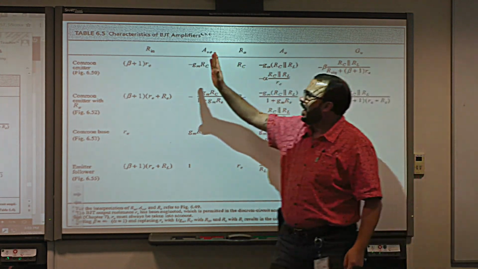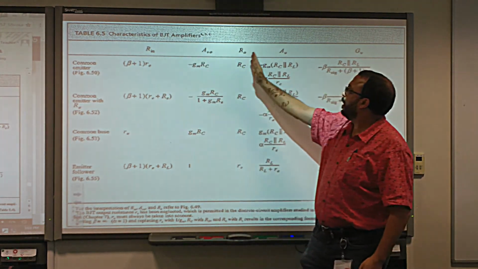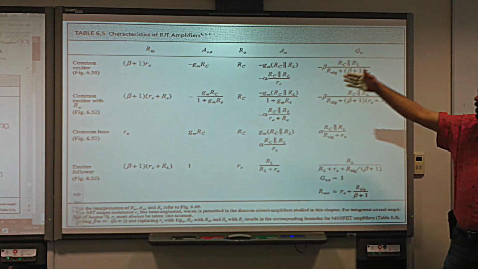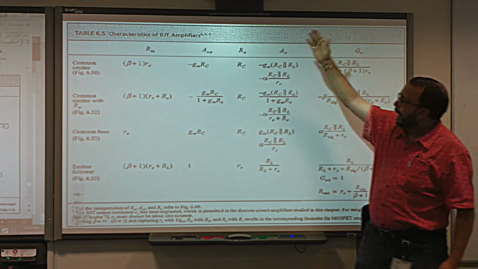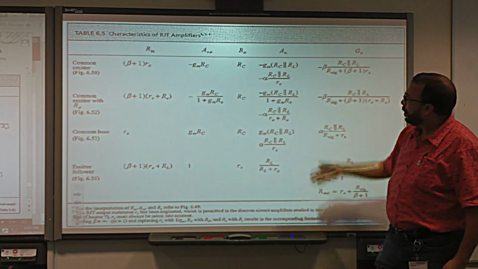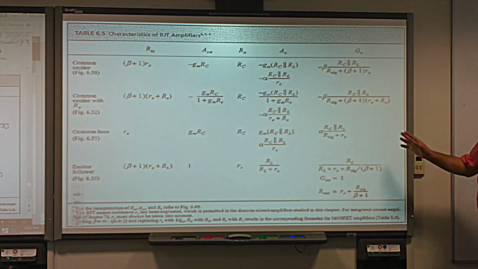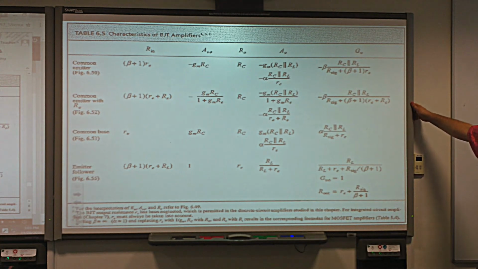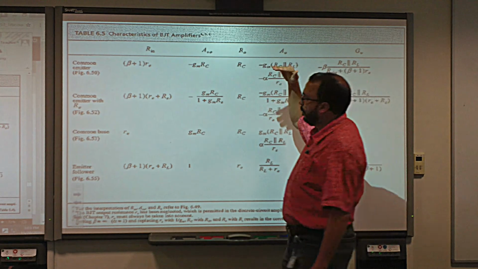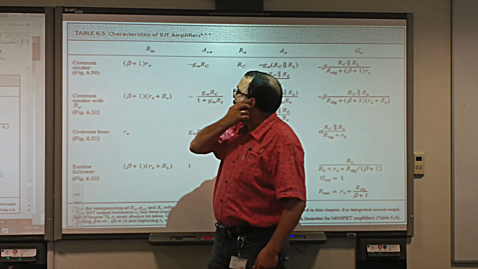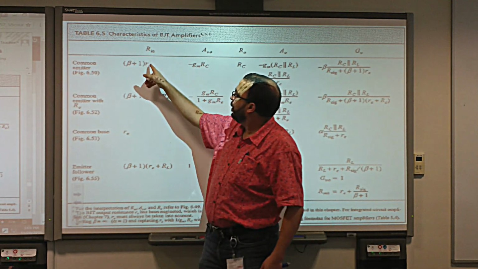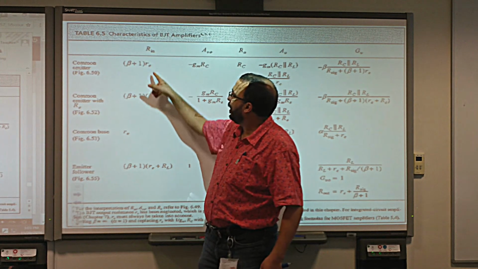So these are the 5 characteristics of the amplifiers that we studied: R in, open voltage gain, R out, voltage gain, and the overall voltage gain. Just a way of comparing. This row is for the common-emitter, this row is the common-emitter with RE. You can see the difference here. Instead of RE now, we have RE plus RE, you see?